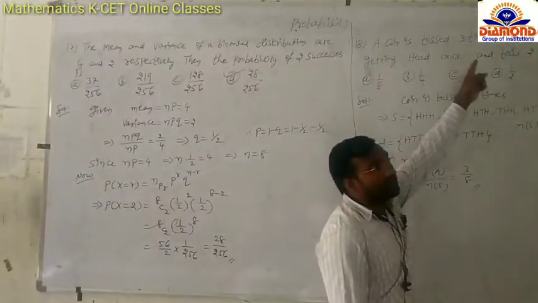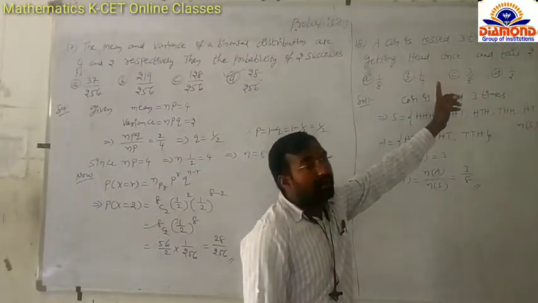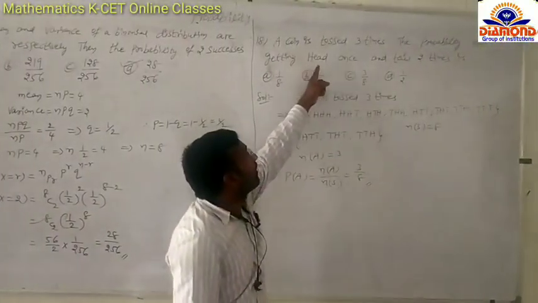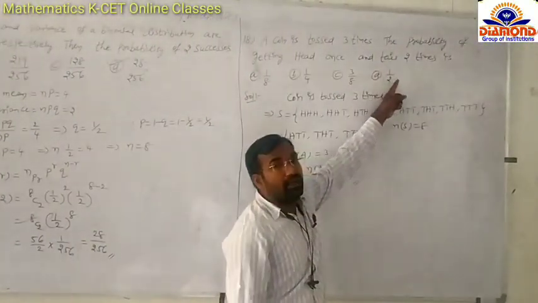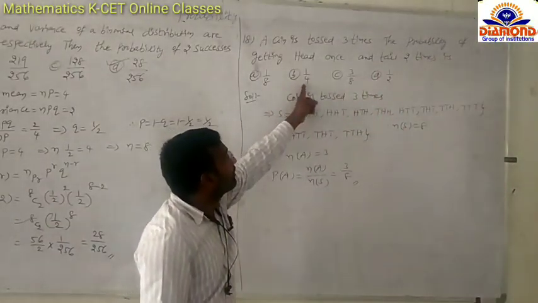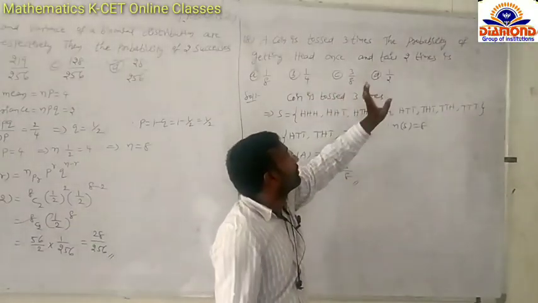A coin is tossed 3 times. The probability of getting head once and tail 2 times is: option A 1 by 8, option B 1 by 4, option C 3 by 8, option D 1 by 4.